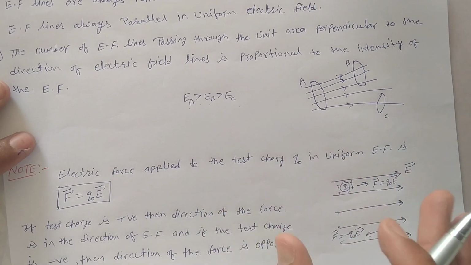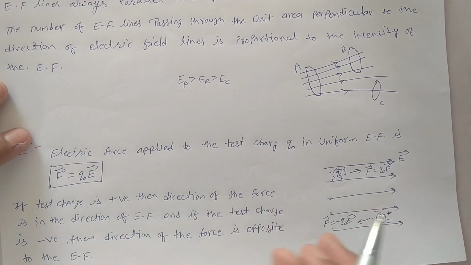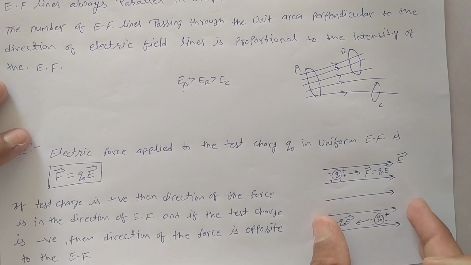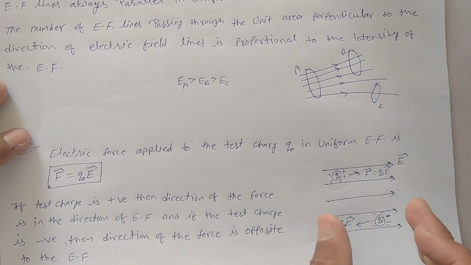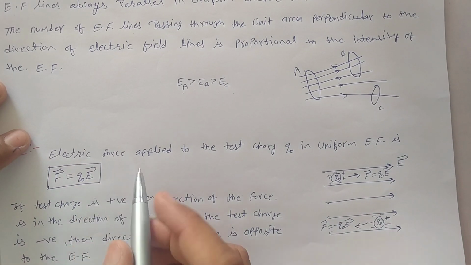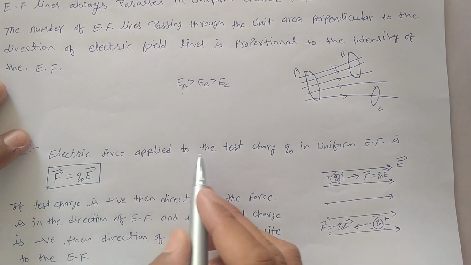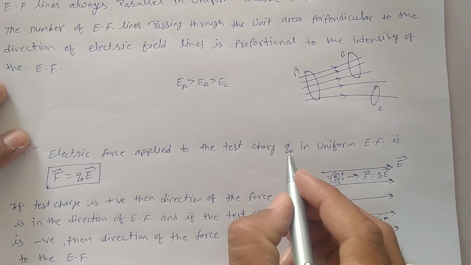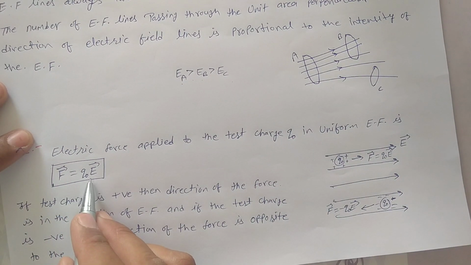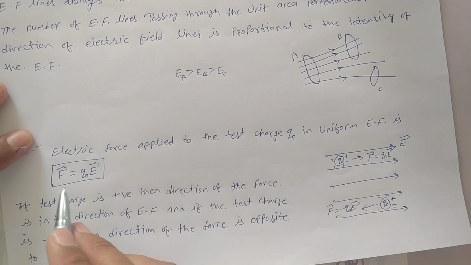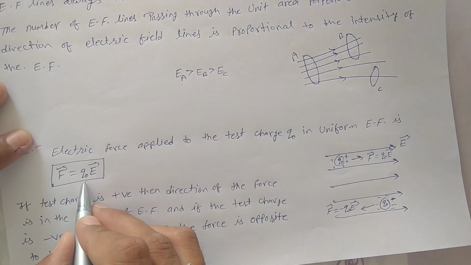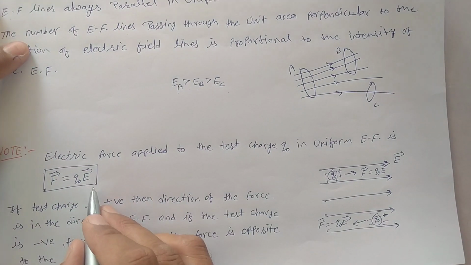A very important note. We know that electric force, suppose we have a uniform electric field in which a positive and a negative charge are balanced. Okay, so the electric force applied to the test charge Q naught in a uniform electric field is F equals Q naught E vector. Okay, F is the Coulomb force, Q naught is the test charge, E is the uniform electric field.